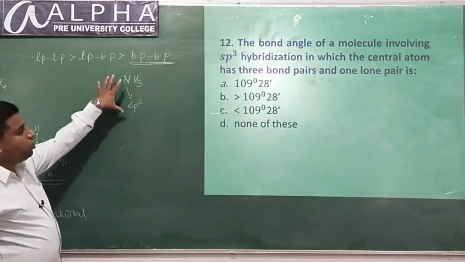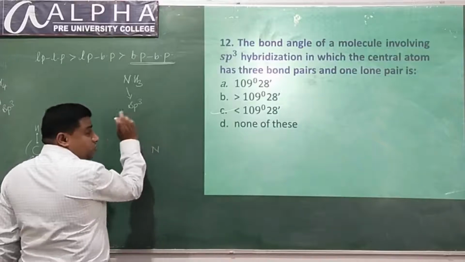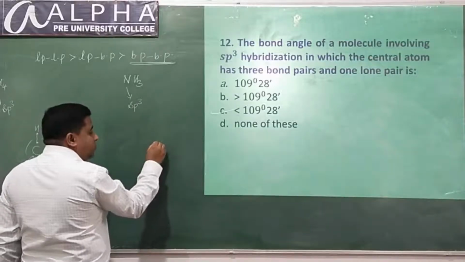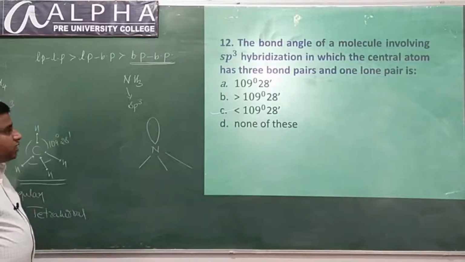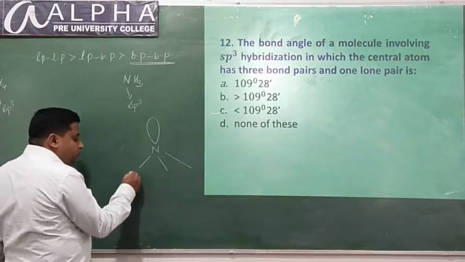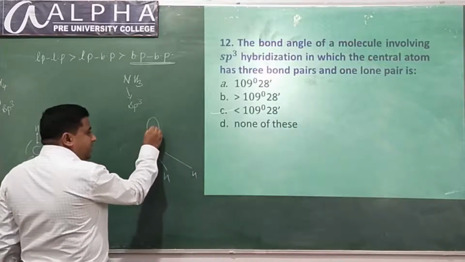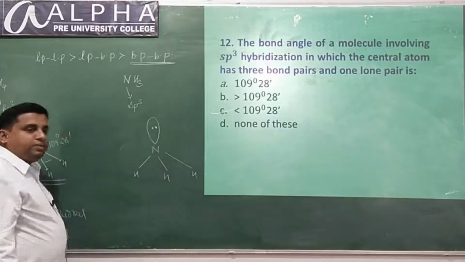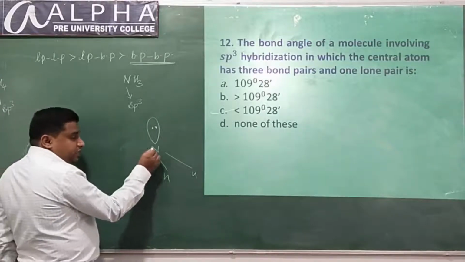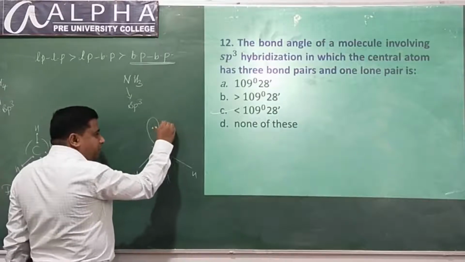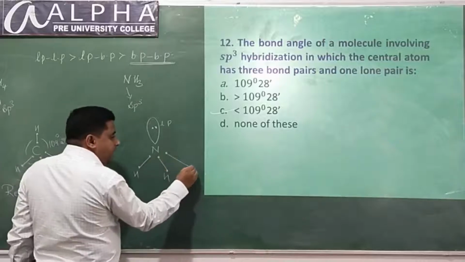Now coming on to ammonia. Ammonia is also sp3 hybridization, that means 4 hybrid orbitals. Using 3 hybrid orbitals, it forms bonds with the 3 hydrogen atoms, and the other hybrid orbital contains a lone pair of electrons. So in this molecule, there is both lone pair as well as bond pair.